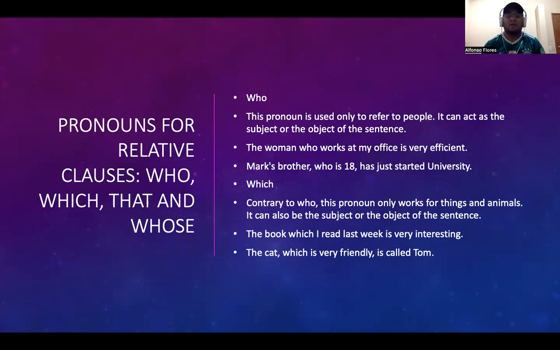Pronouns for relative clauses: who, which, that, and whose. Who: this pronoun is used only to refer to people. It can act as the subject or the object of the sentence. The woman who works at my office is very efficient. Mark's brother, who is 18, has just started university.